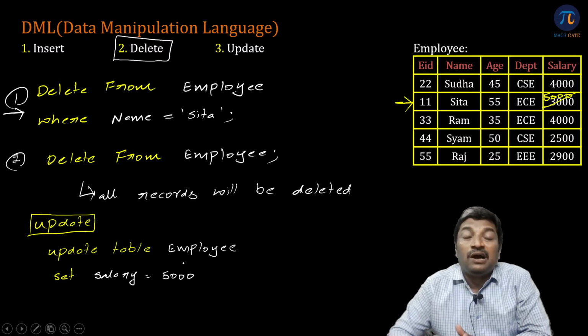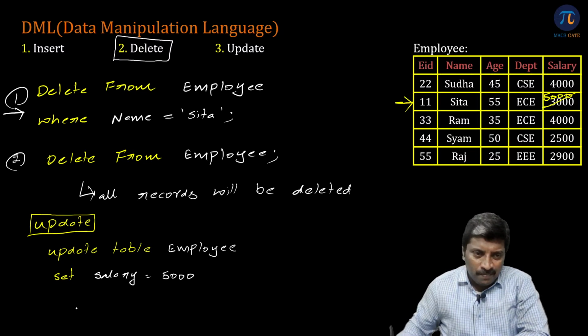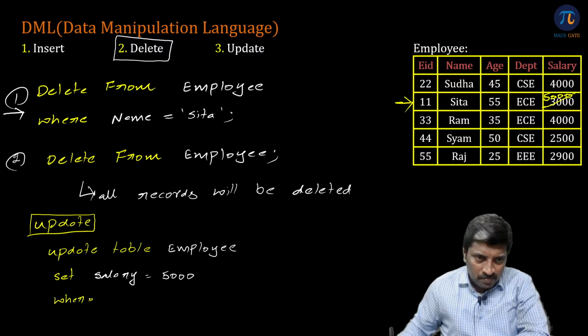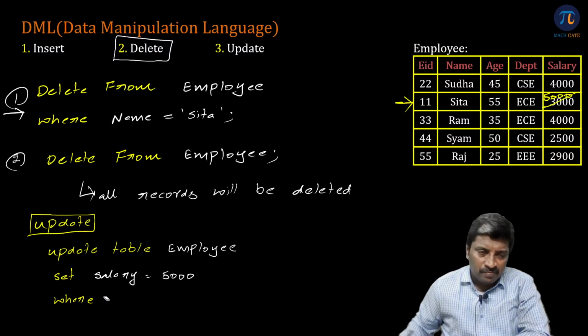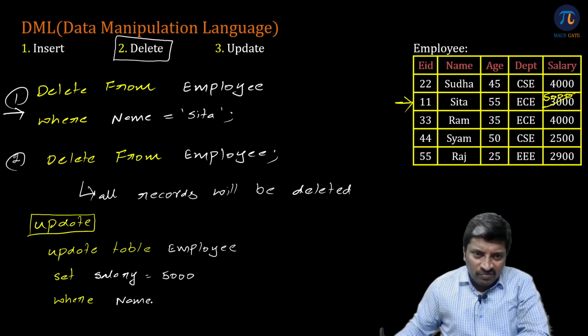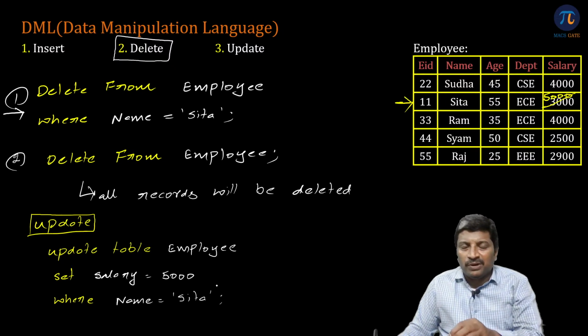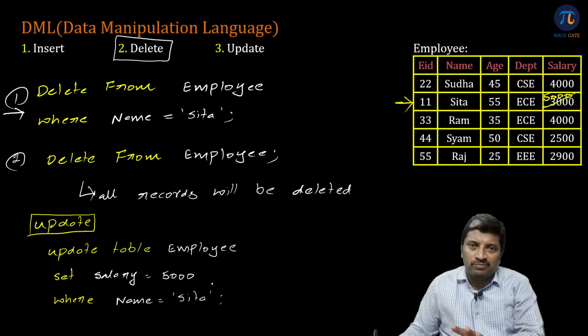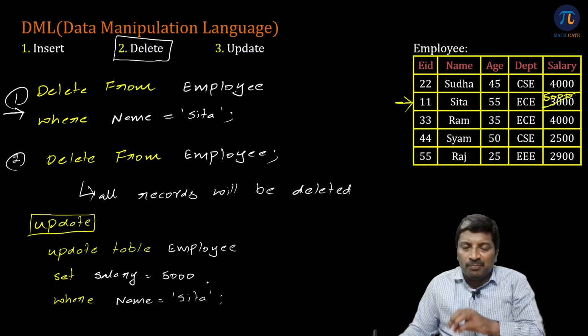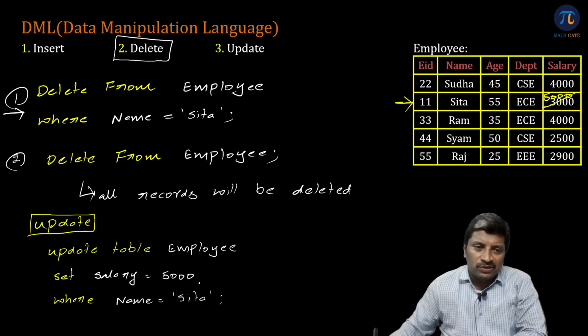Now the question is, on which basis? Where name equal to Sita. So the same story, suppose there are two employees with name Sita, then for those two employees, the salary will be incremented to 5,000. Maybe increment or decrement. The salary will be updated to 5,000. Right, sir?